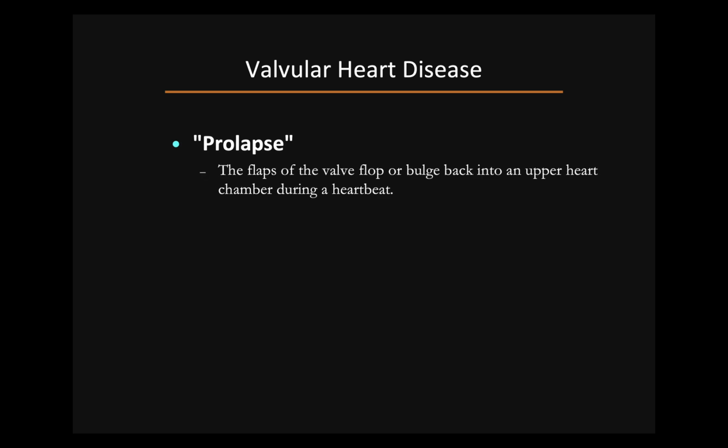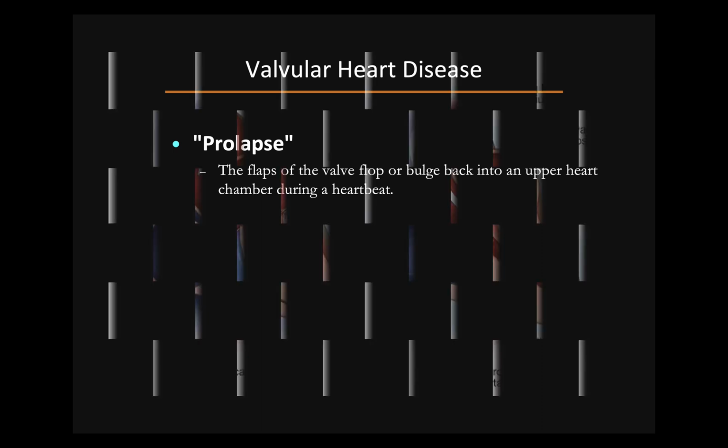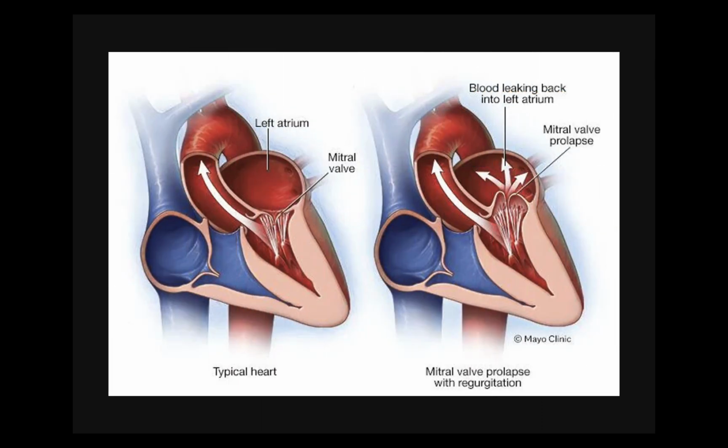Prolapse is when the valves flop or bulge back into the upper chambers during a heartbeat. So this would be like, for instance, the mitral valve again being pushed back into the left atrium when the left ventricle is contracting. So you can see that here. Here's where the mitral valve should be when the ventricle contracts to push the blood up through the aorta.